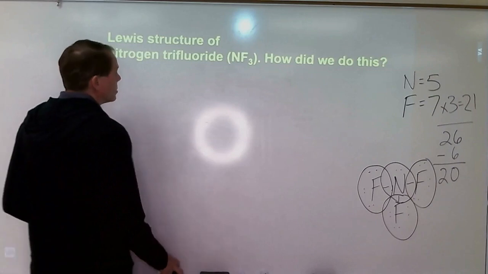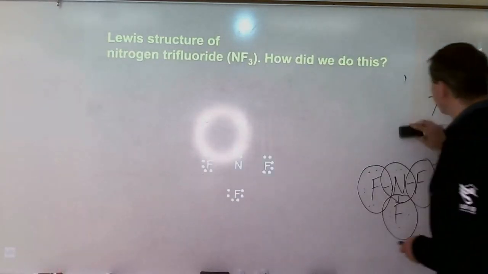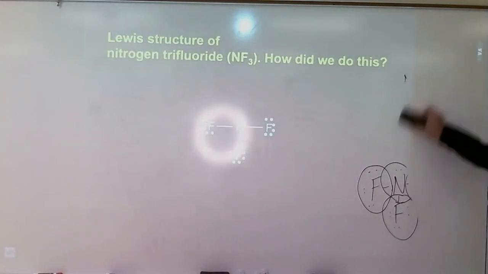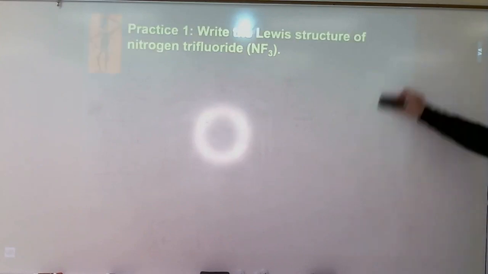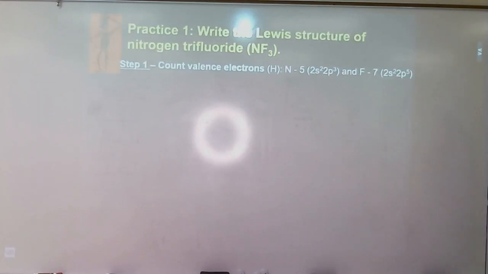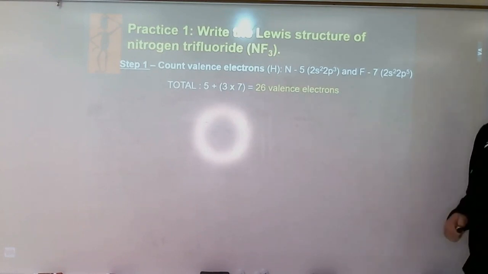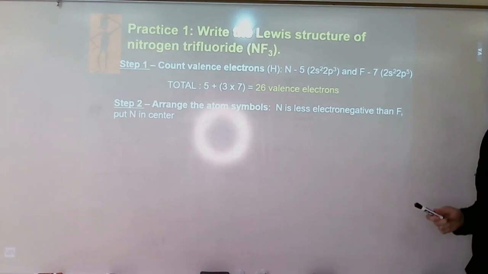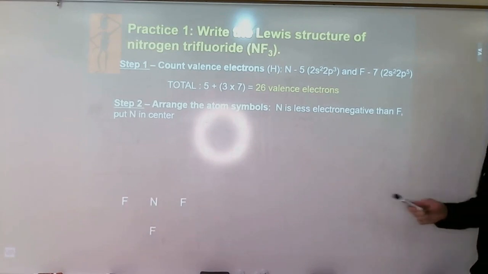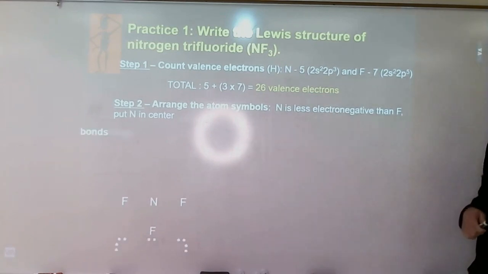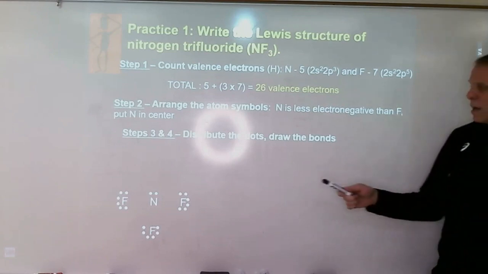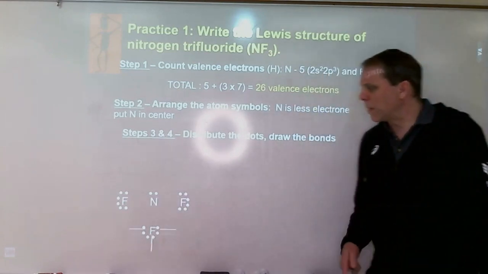Okay, so those are the rules. And I just did it for NF3. You saw me do it there. I'm just going to kind of show you a little bit at a time there what it would look like. All right, step 1, count those valence electrons. 26 total valence electrons, arrange the symbols. Fluorine is going to be on the outside, nitrogen in the middle because nitrogen is the least electronegative. And then distribute our dots. Now again, I always start with the bonds in the beginning.